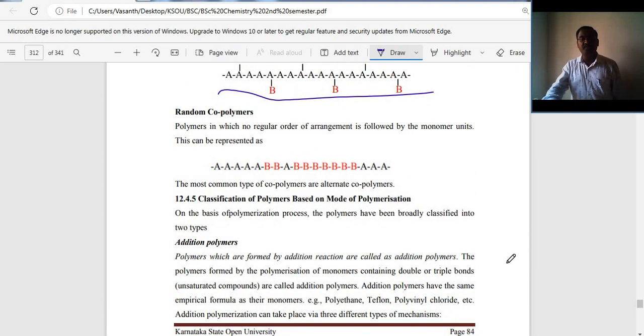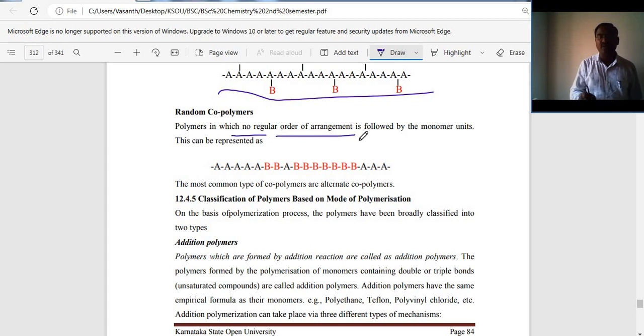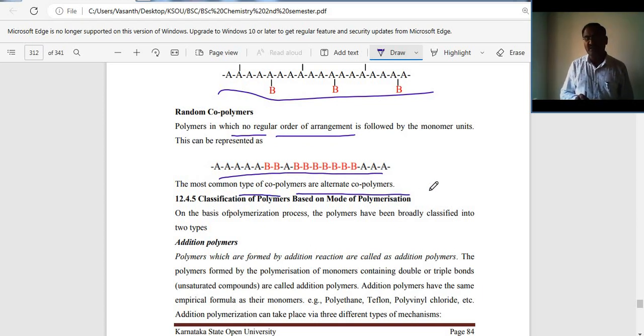In random copolymers, no regular order of arrangement is followed by the monomer units. This can be represented as this. The most common type of copolymers are alternate copolymers.